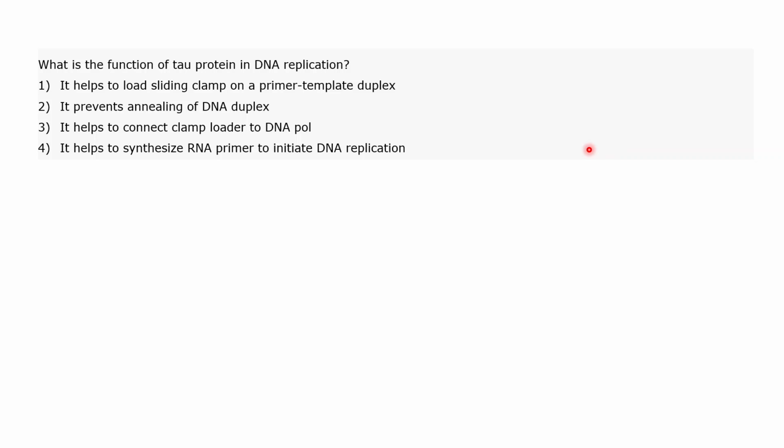So coming on to the next question, what is the function of tau protein in DNA replication? It is something that is associated with DNA polymerase. Option 1: it helps to load sliding clamp onto a primer template duplex. Option 2: it prevents the annealing of DNA duplex. Option 3: it helps to connect the clamp loader to DNA polymerase. Option 4: it helps to synthesize RNA primer to initiate DNA replication. What is the function of tau protein? Out of these options, which might be the answer?